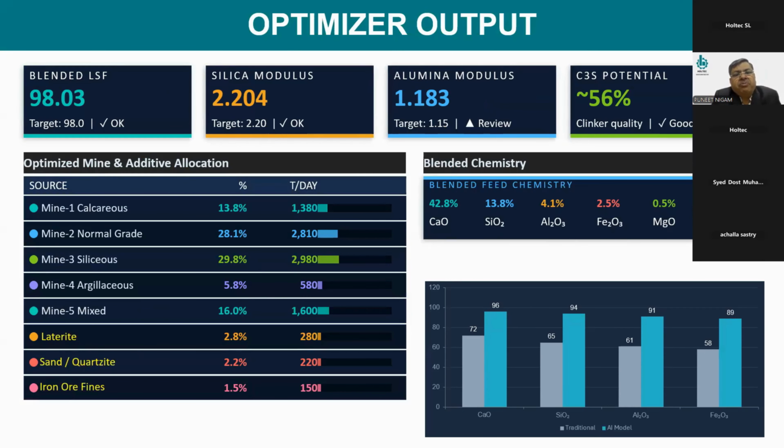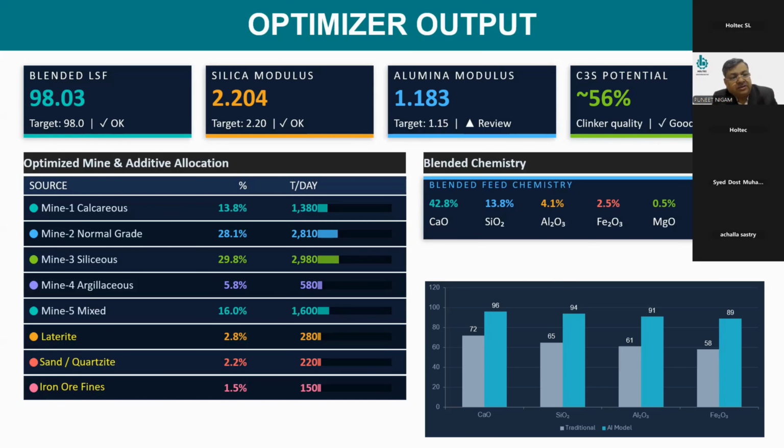Now we have an optimizer output. We have already given the optimizer the LSF, silica modulus, and alumina modulus, and it also calculates the predicted clinker quality. We also give in the coal quality in the background. So with the present material that is going on, we can still predict the expected clinker quality if we change the parameters here.